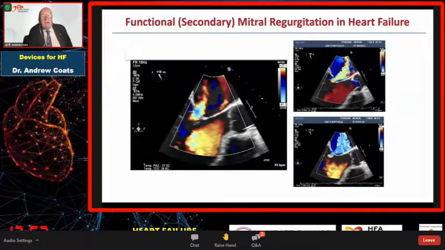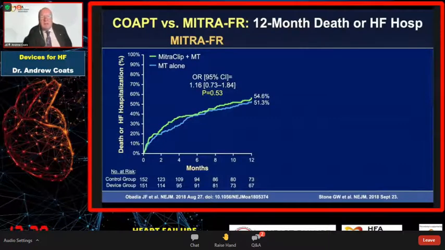Another very interesting series of devices are those designed to address secondary mitral regurgitation, which of course is common in heart failure with reduced ejection fraction and is associated with worse clinical condition and adverse outcomes in terms of mortality and morbidity. It's very common, particularly as heart failure progresses. Now, it's an interesting field because surgical treatments had not been shown to benefit.